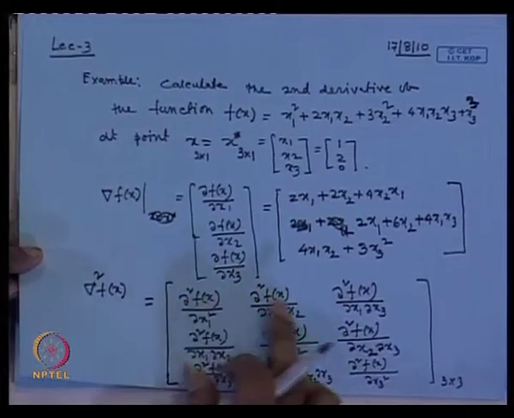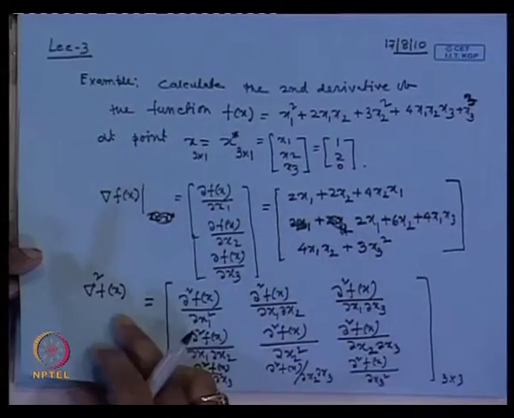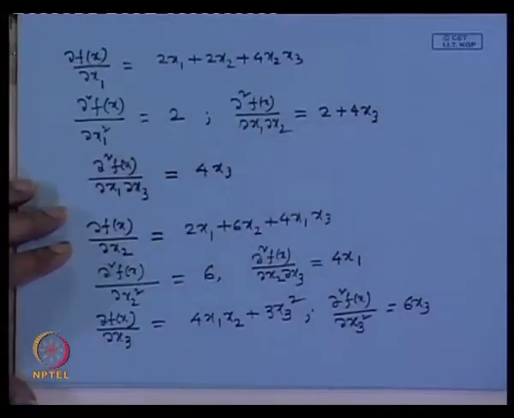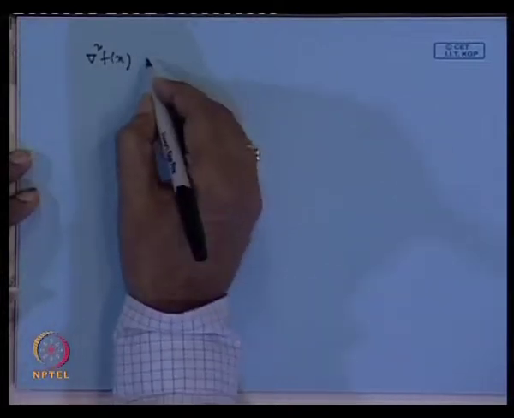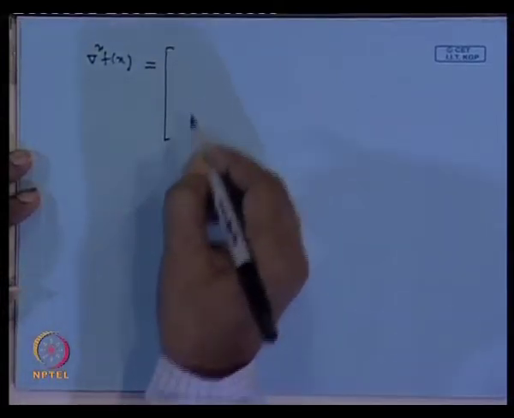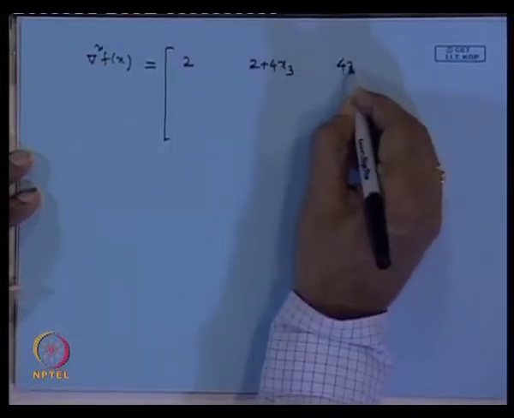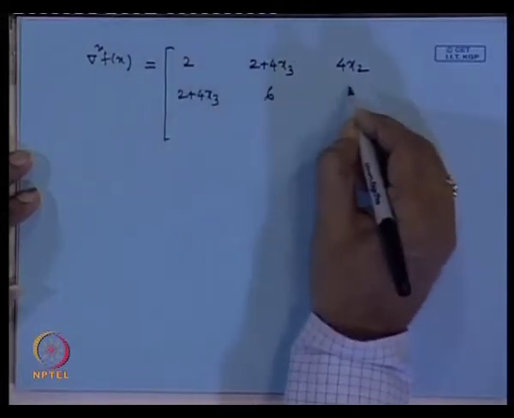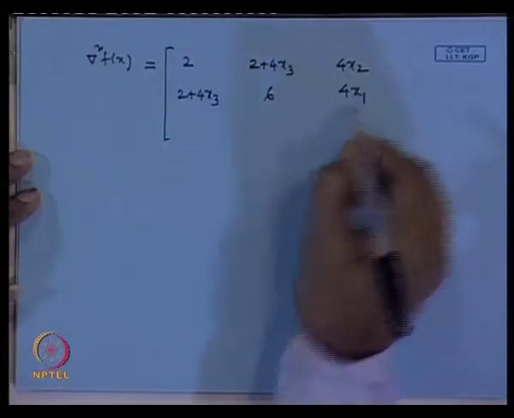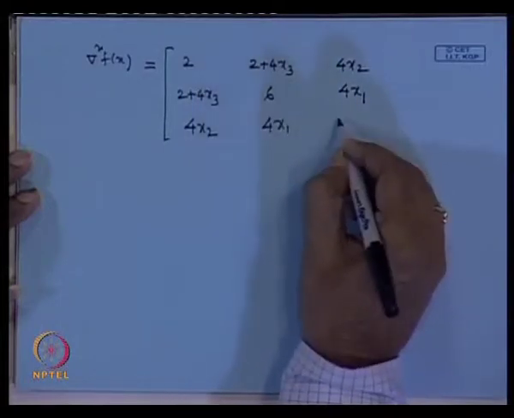So, you have already calculated all these values, all the second order partial derivatives, all these elements we have calculated earlier. So, now if you put these values there, then our matrix, which we will call the Hessian matrix ∇²f(x), is coming as: 2, 2+4x3, 4x2; 2+4x3, 6, 4x1; 4x2, 4x1, 6x3.